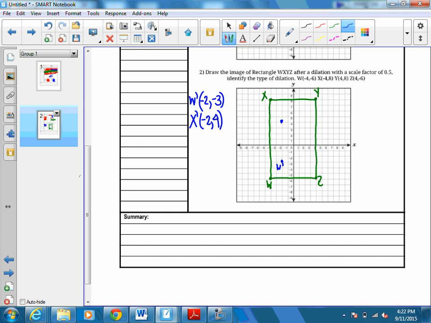Looking at Y, so Y prime, the image, taking half of 4 is 2, half of 8 is 4, so 2, 4. And last but not least, Z prime. Z prime is going to be half of 4 is 2, half of -6 is -3.